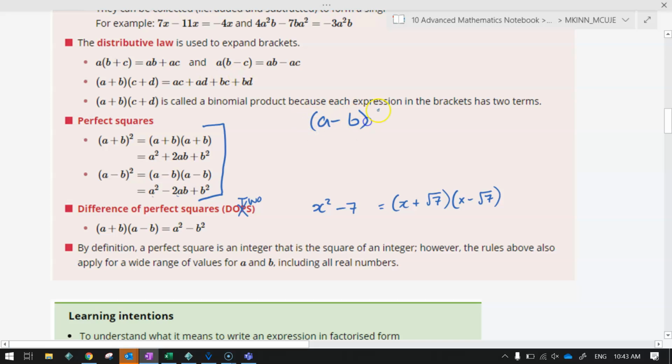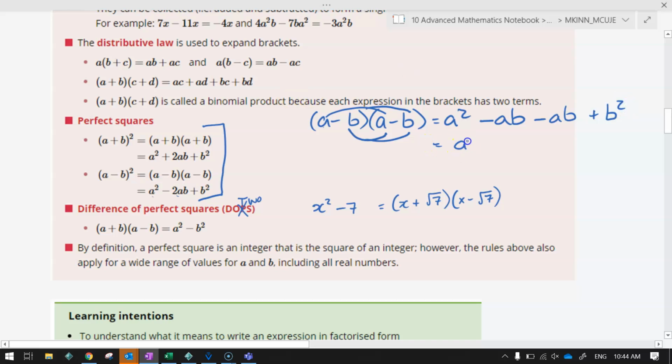A minus b times a minus b. If I go a times a, I'll get a squared. A times negative b is negative ab, negative b times a is also negative ab, and negative b times negative b.